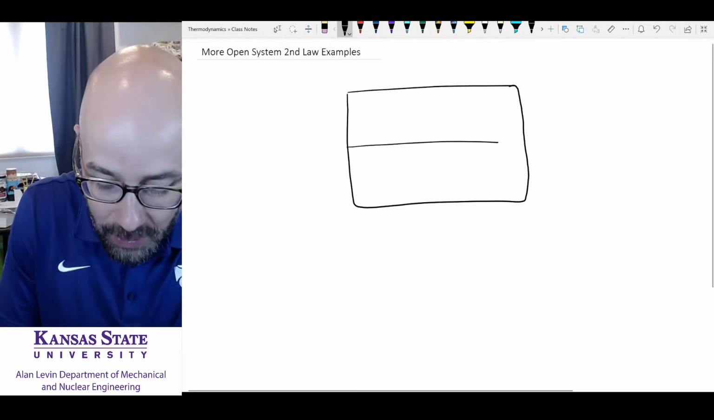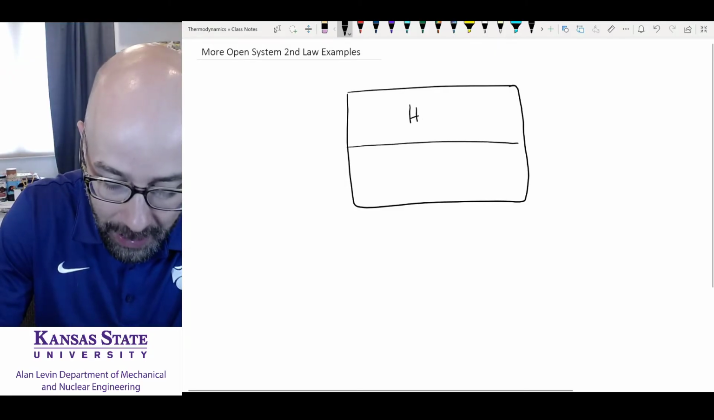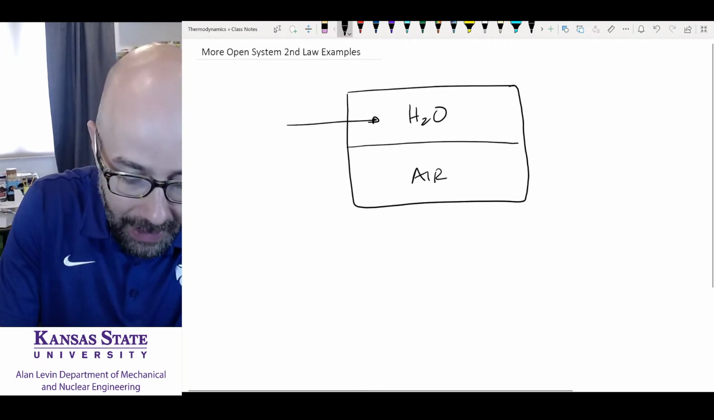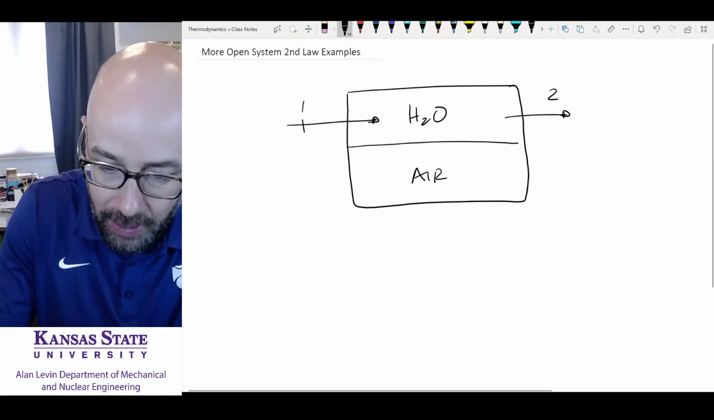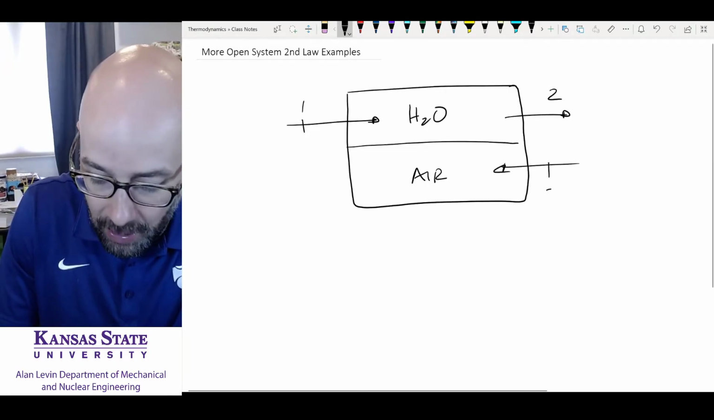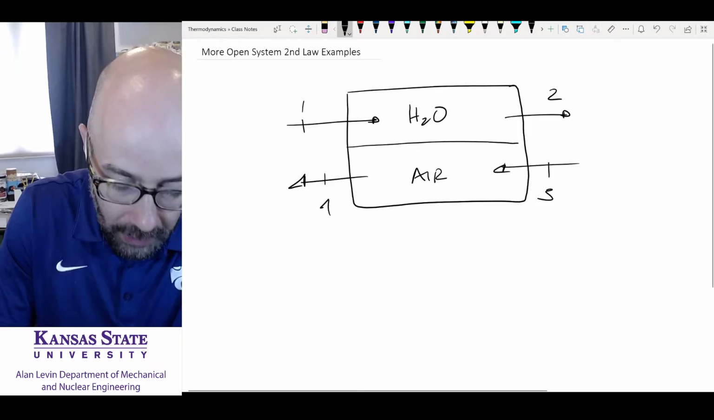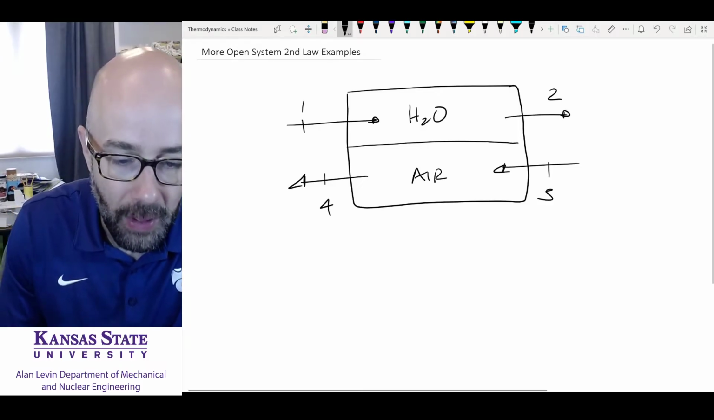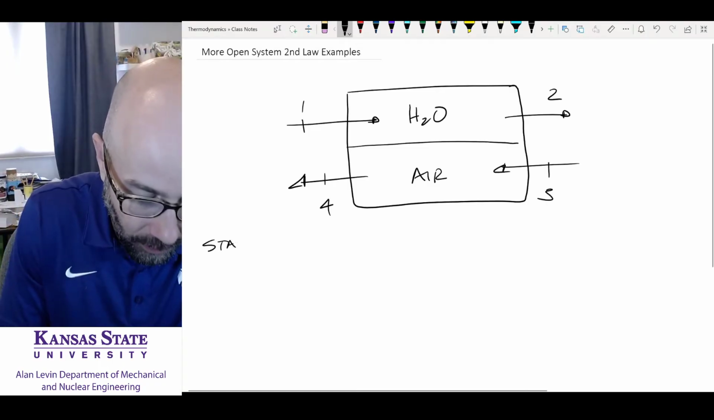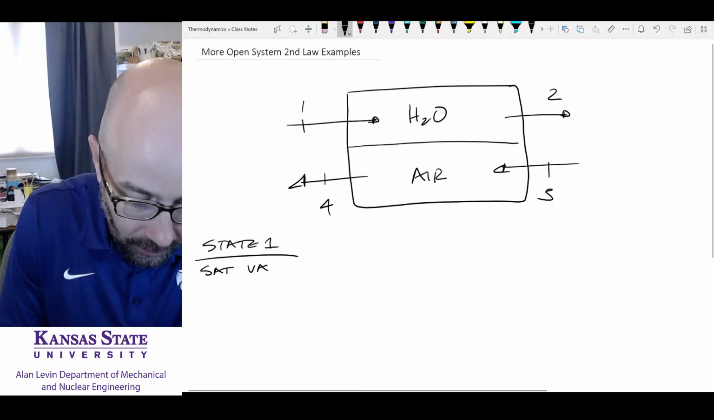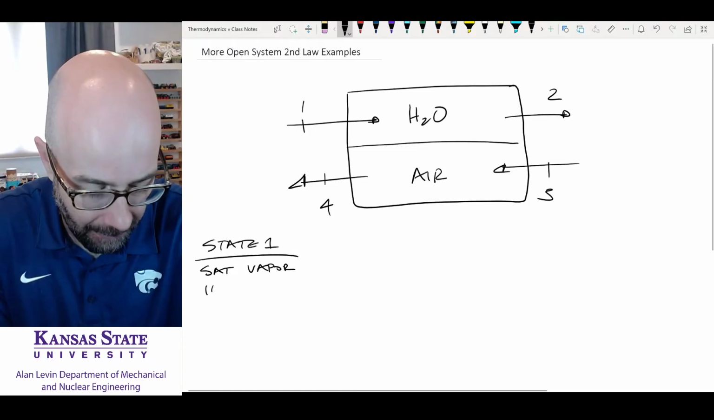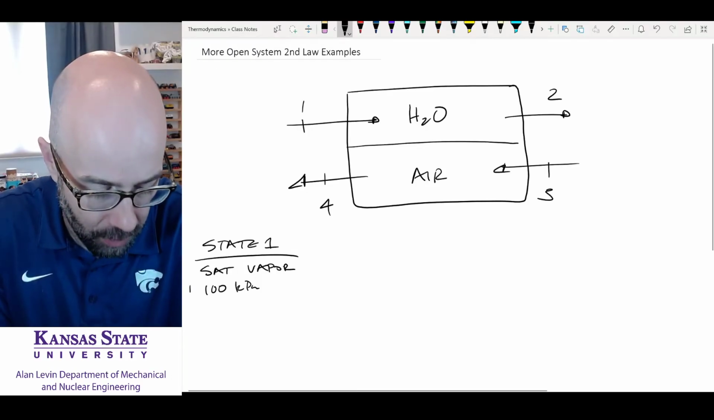And on the top of this, we're going to have water, or H2O, and on the bottom we're going to have air. Okay, so counterflow, so we're going to have something coming in here at 1 and something leaving here at 2. And I'm going to have something coming in here at 3 and leaving here at 4. Okay? And it says saturated water vapor at state 1. It's saturated vapor, and it tells us it's 100 kPa. That's going to be our pressure.